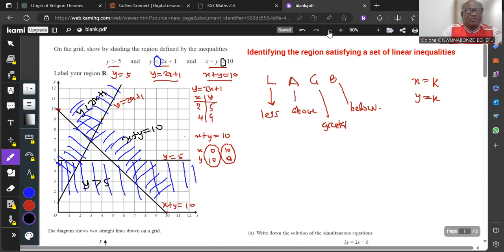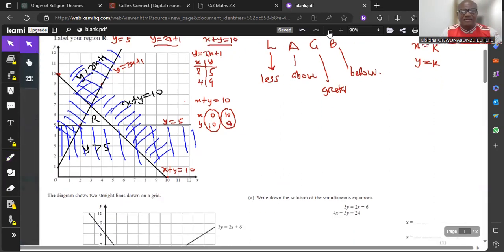So it says label your region R. So the region R is this common region, R. With that, you have fully answered this question. Let's see the next question after that.